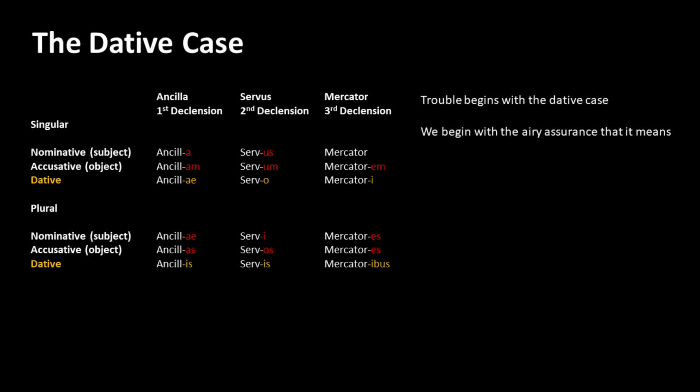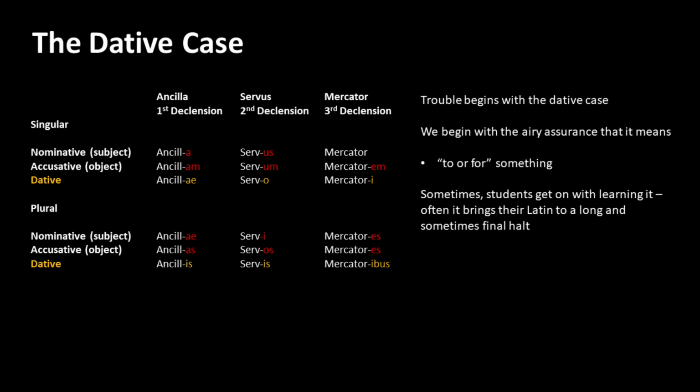You begin with an airy assurance from your teacher that this means 'to' or 'for' something. This is an assurance I give all my students. Sometimes they nod and get on with learning it. They take what I say on trust. They learn the dative, and it causes no great difficulty. But sometimes, indeed perhaps often, it doesn't go in. And it's then that I have to start earning my keep as a teacher. Let me repeat what I said at the start of this video.